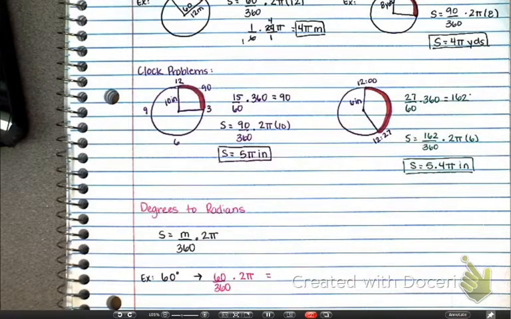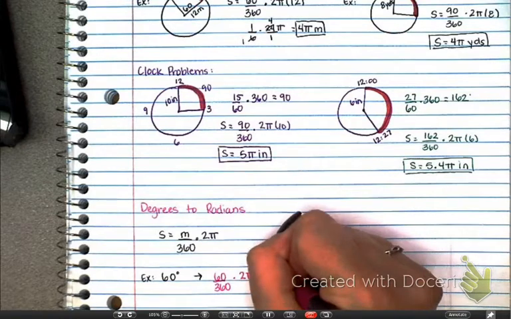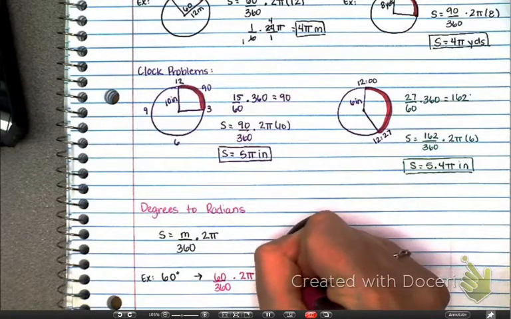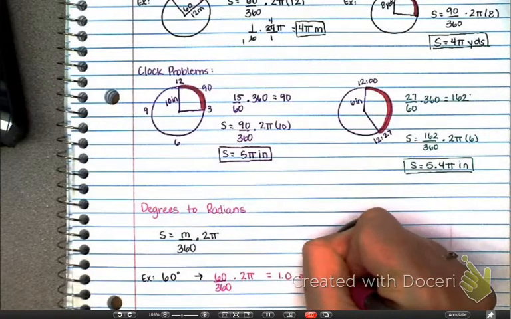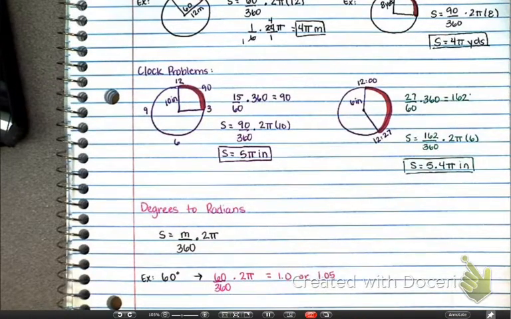And what did you get? 1.0, okay, so if it's rounded to the nearest tenth, it would be 1.0. If you gave me 1.05, I wouldn't mark it wrong either, because it's 1.047. So either one is fine. Just make sure you watch or read the directions and see what it asks for. Okay?